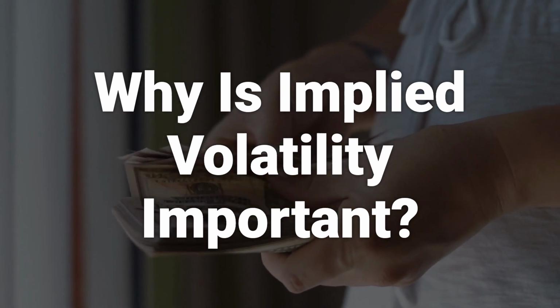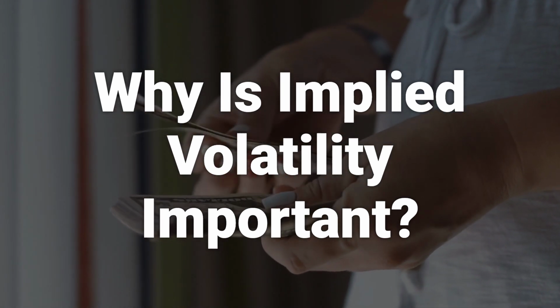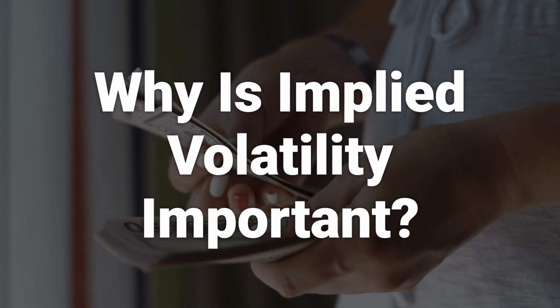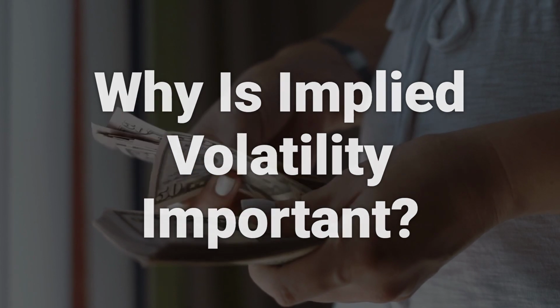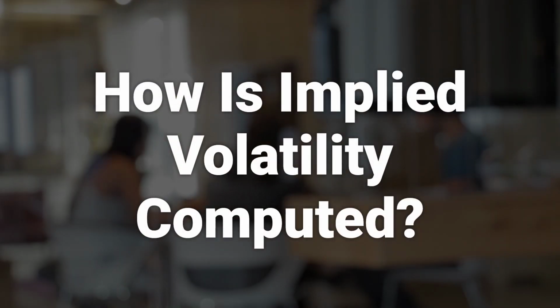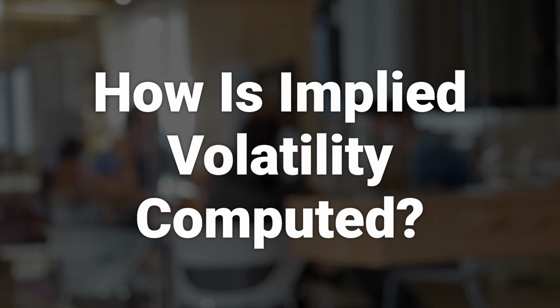Implied volatility is important for options pricing models because the future volatility is one of the inputs needed for these models. It helps investors estimate future volatility levels. Implied volatility is computed by rearranging an options pricing model formula to solve for volatility instead of the price.